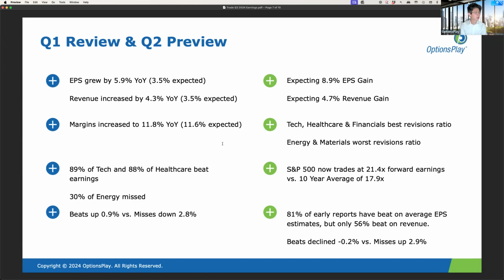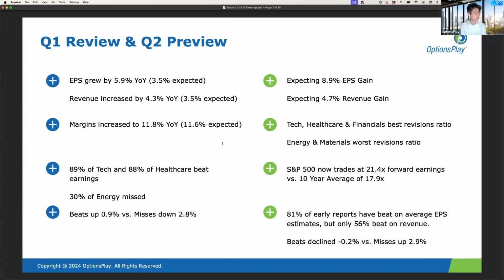Let's take a look at what our expectations for earnings season are heading into Q2. Before we do that, let's take a look at how Q1 shaped up. EPS ended up growing by about 5.9% year over year. That's considerably higher than the 3.5% that was expected at the beginning of Q1.